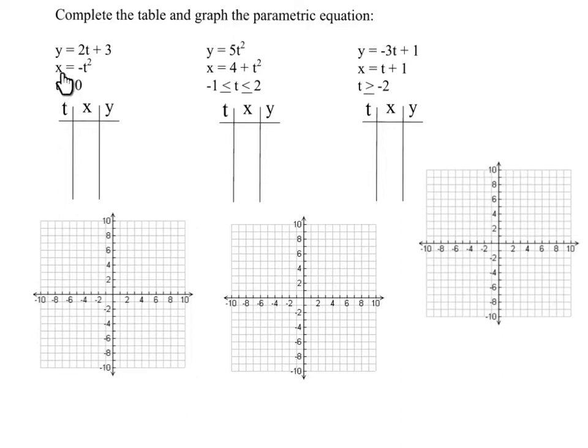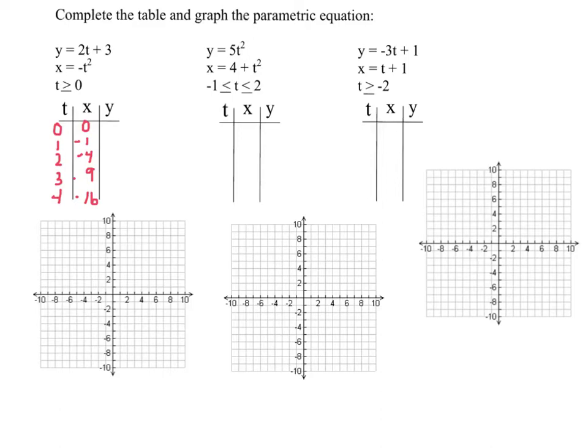So let's start with x, and let's just pick a couple of t values, maybe like 0, 1, 2, 3, 4. Maybe that'll be enough. Okay. So x is negative t squared. Well, negative 0 squared is 0, negative 1 squared is negative 1, negative 2 squared is negative 4, negative 9, and negative 16. Okay, so those are our x components.